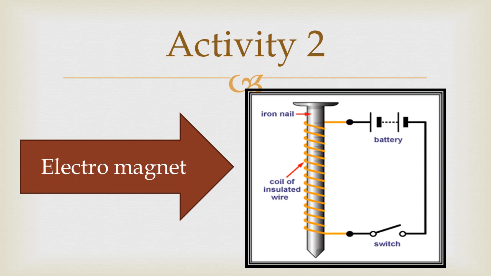Now we will make an electromagnet. First of all, students, what is an electromagnet? In simple words, an electromagnet is a type of magnet in which the magnetic field is produced by an electric current.